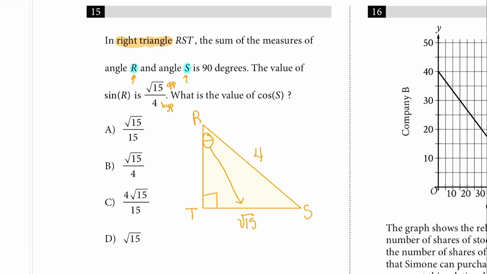So what is the value of cosine of S? Well, in order to find the cosine of S, we're going to put ourselves in this position down here. Cosine is adjacent over hypotenuse. So this ratio is actually going to be exactly the same.